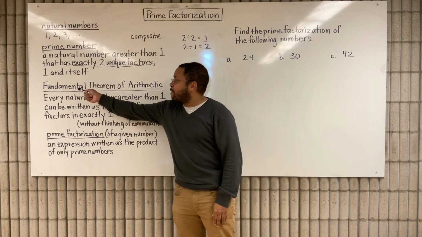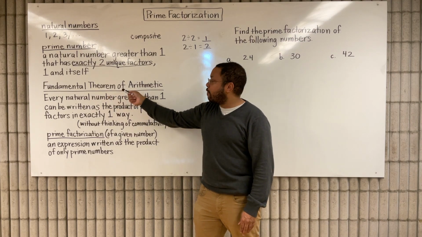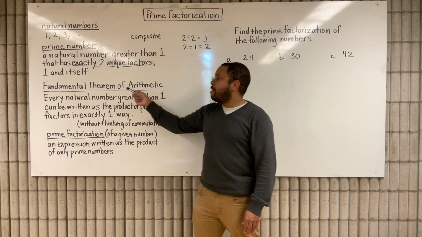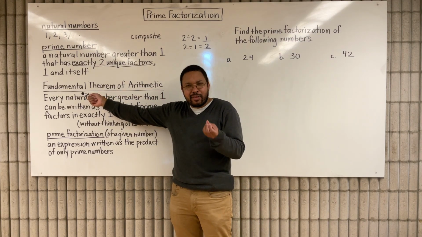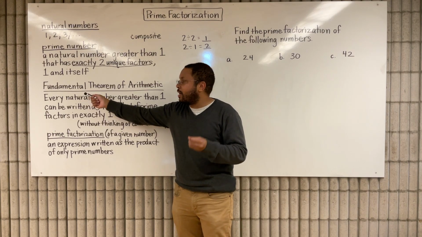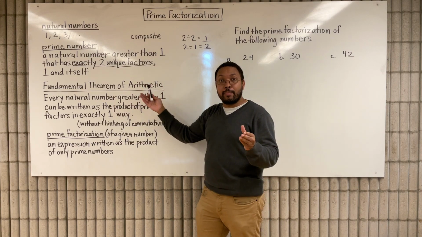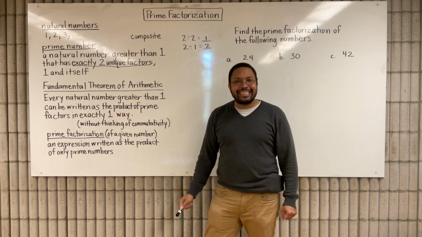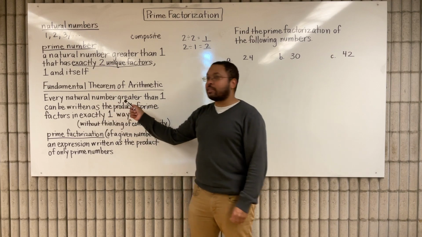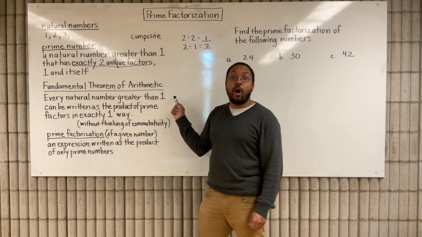So we call this the Fundamental Theorem of Arithmetic, okay? Fundamental means at the base level, everything is built upon it, it's so important. Theorem is the conclusion of all of the things that are true about arithmetic. And that says this: every natural number greater than 1, okay?